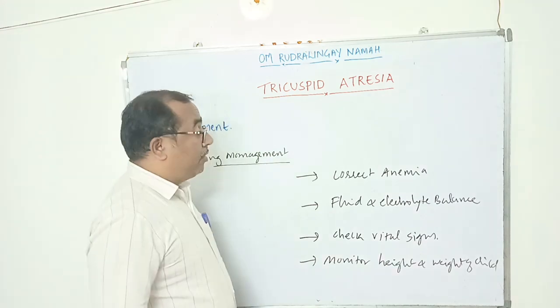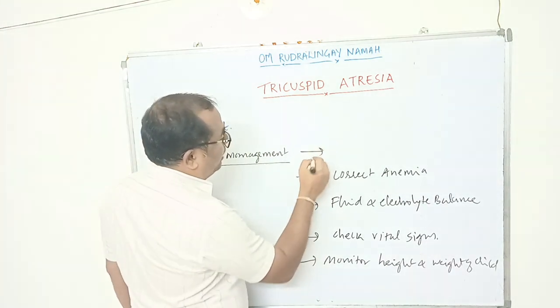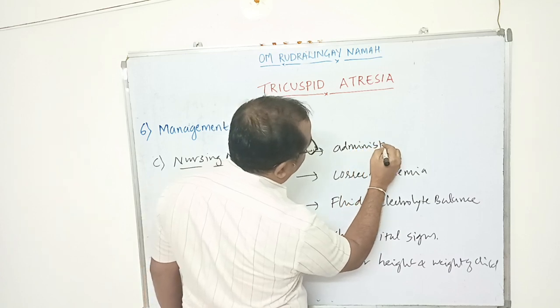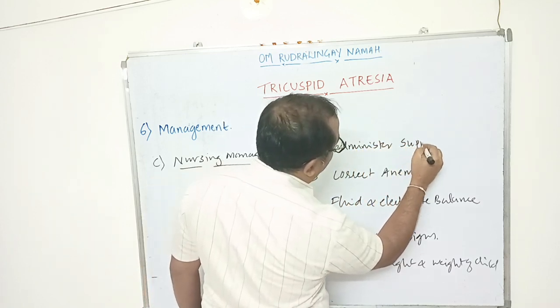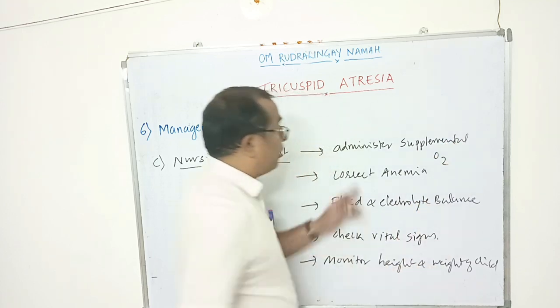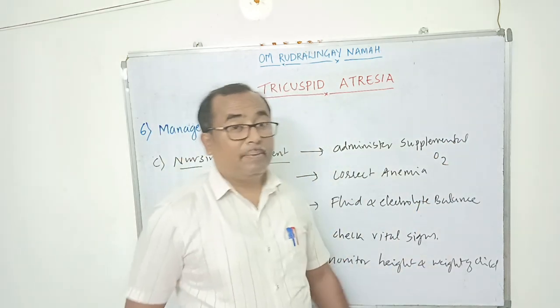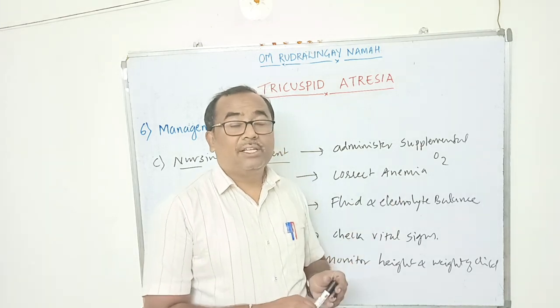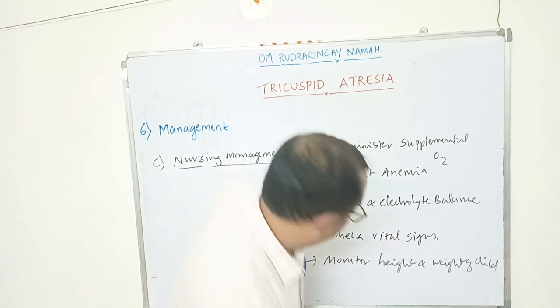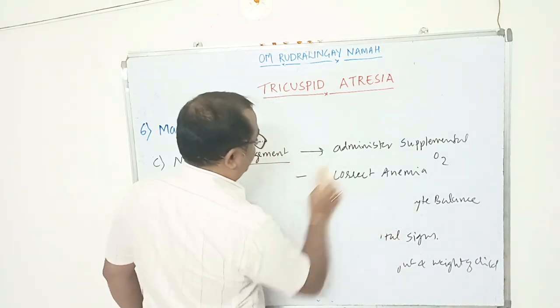Most importantly, the first priority is we have to administer supplemental oxygen. Okay, this is first priority. We have to administer supplemental oxygen, as this is a cyanotic congenital heart disease. We have to administer the child supplemental oxygen.